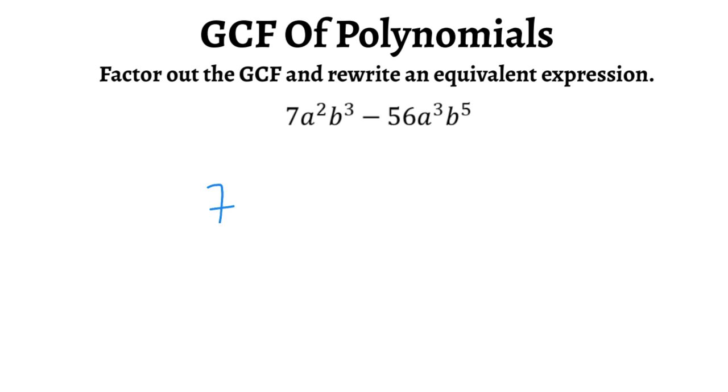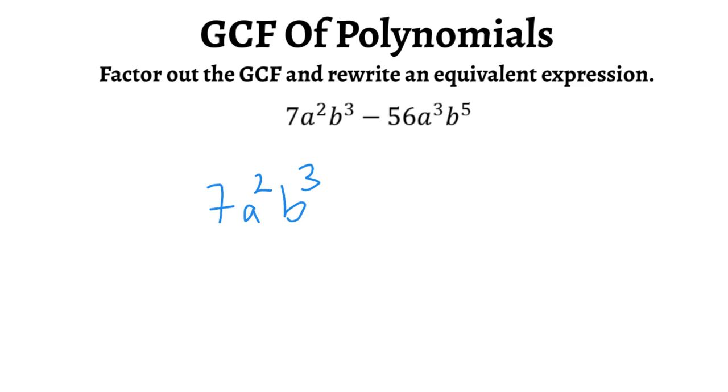What about the variables? Do they both have an a? Yeah. What is the highest exponent that they both have in common? This one has an a squared, and this one has an a cubed. So the highest a that I can pull from both is going to be an a squared. What about for b's? This one has a b cubed, and this one has a b to the 5th. What is the highest b value that they both have in common? They both will have b to the 3rd power in here. They both fit in there. So the highest value that I can pull out is a b cubed.